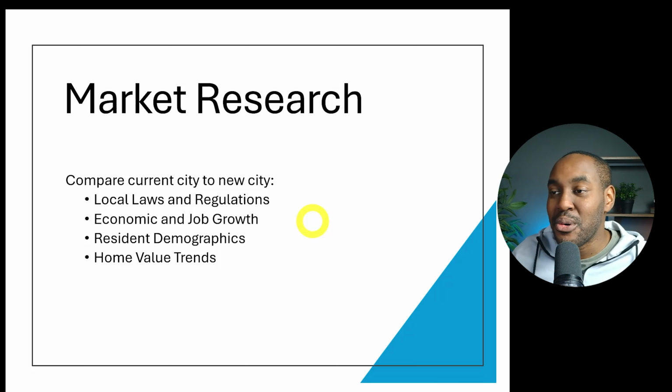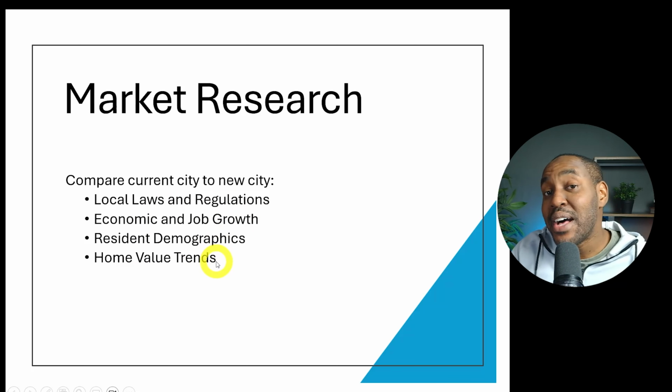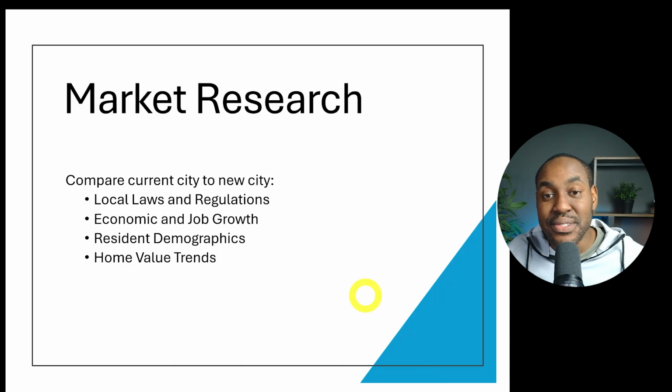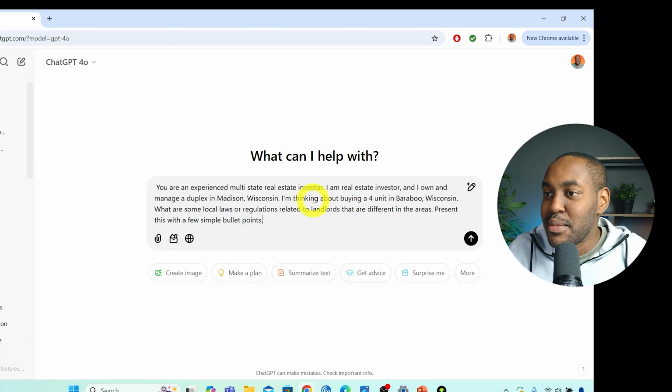You can even ask it things like economic growth, job growth, resident demographic, home value trends, how's appreciation in one place versus another. So let's take a look at this real quick. We're in ChatGPT here. This is the prompt I'm going to use.